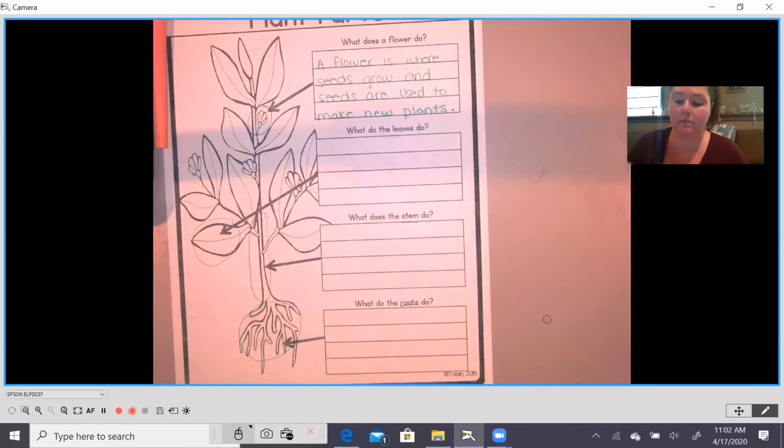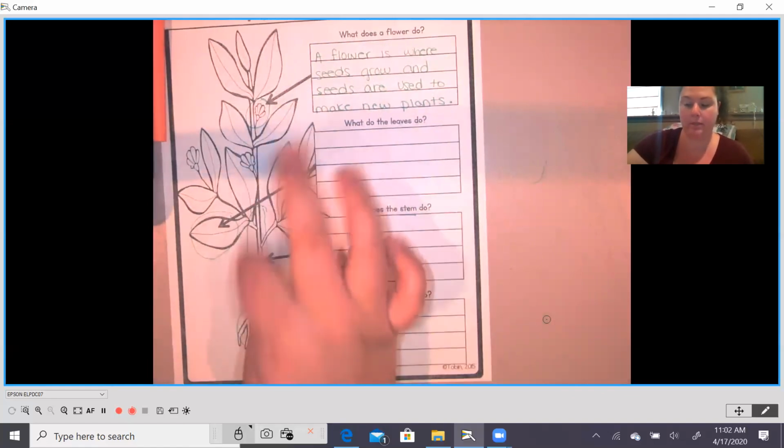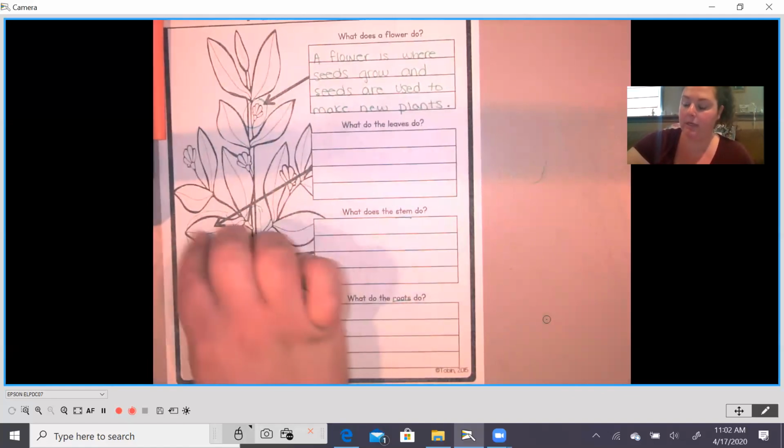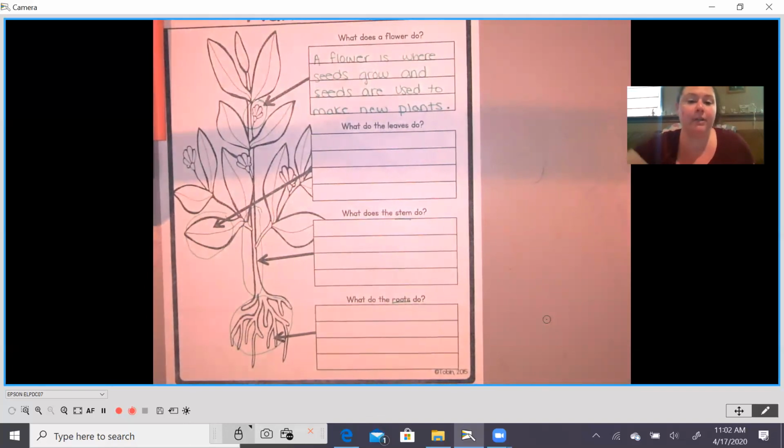Okay, we've talked about it for the last couple of days, about what each of these parts of the plant do. Okay, think about where this is. They're in the ground. What do the roots do in the ground? Okay, the stem is connected to the roots. Okay, what is it doing? Okay, and the leaves are connected to the stem. What is it doing? Okay, you guys are doing a great job with this, so keep up all that hard work.